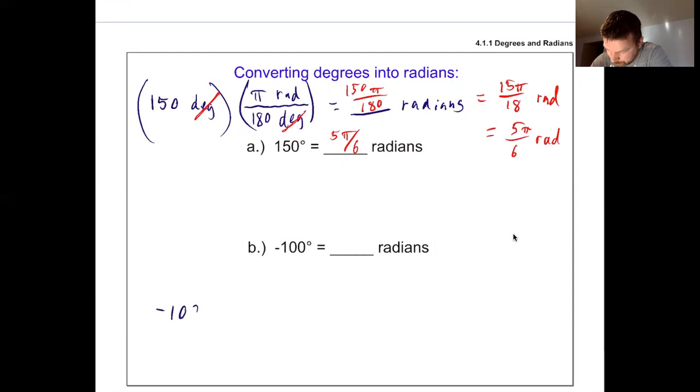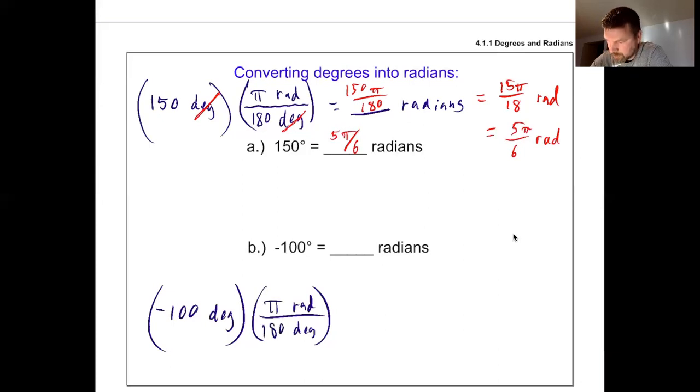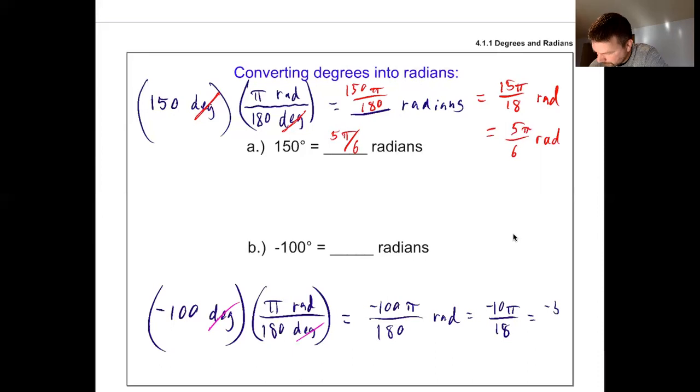If I had negative 100 degrees, again, I need to multiply by a conversion. So I'm going to put radians on top, degrees on bottom. There are pi radians in 180 degrees. When I multiply, those degrees and those degrees are going to cancel out. I'll be left with just a unit in radians. So it's negative 100 pi over 180 radians. Do a little bit more simplifying, divide top and bottom by 10. That's negative 10 pi over 18, which we can go even further. Divide both of those by 2, negative 5 pi over 9.